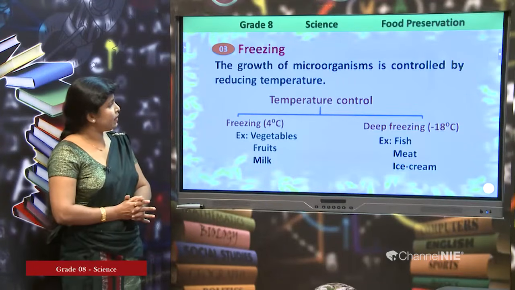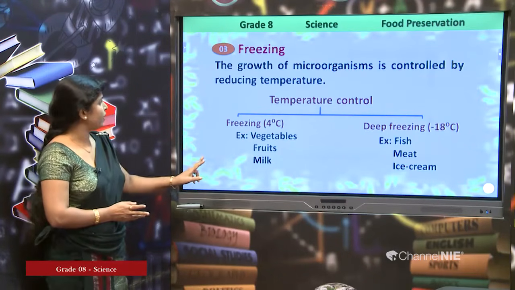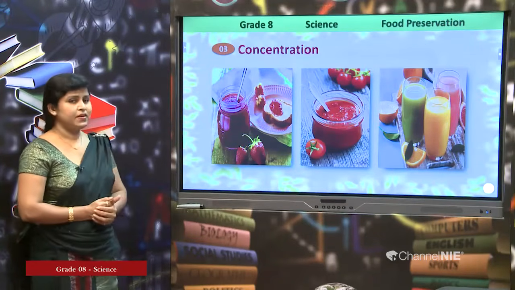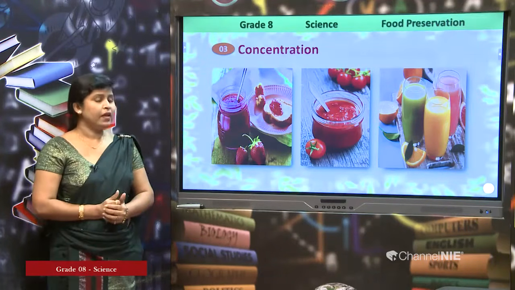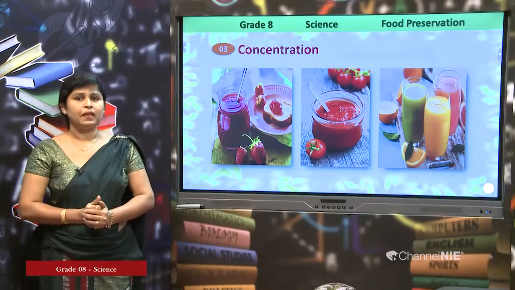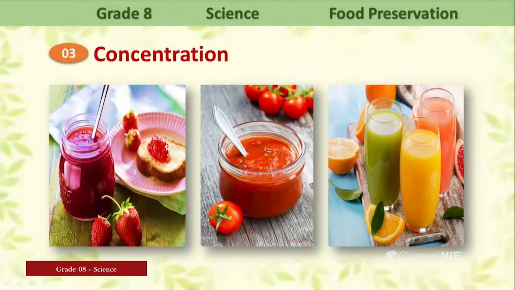I think looking at the diagram you can understand all these things. Now let us move on to the next one. Concentration. I have given you several diagrams of concentrated food like jam, cordial, then chutney. Those are concentrated food. What do you mean by concentration?